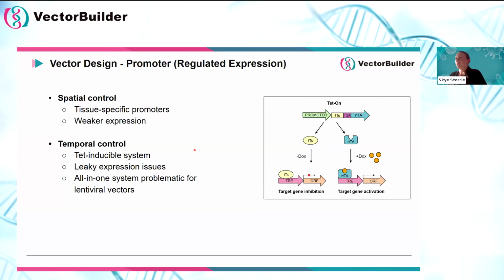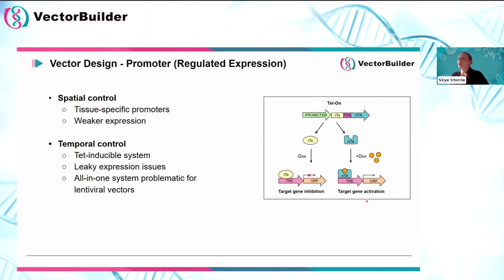For temporal control, for controlling when your gene is expressed, you can use inducible systems, for example, the tetracycline inducible system. Briefly, there are two main types of systems. One system is where your gene of interest is switched off in response to treatment with a drug, such as tetracycline or one of its analogues like doxycycline. This is known as the TET-off system. But the more popular system is the TET-on system, where gene expression is turned on in response to doxycycline treatment.